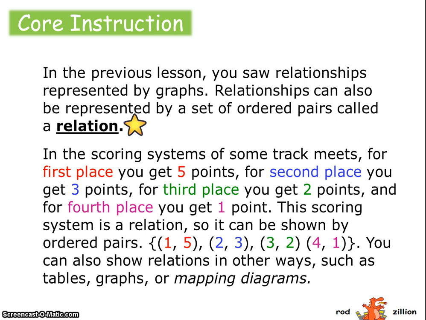So for instance, in the scoring system of some track meets, first place you get 5 points, second place you get 3 points, third place you get 2 points, and fourth place you get 1 point. This scoring system is a relation, so it can be shown by ordered pairs. For instance, 1 and 5, 2 and 3, 3 and 2, and 4 and 1. You can also show relations in other ways, such as tables, graphs, or mapping diagrams.